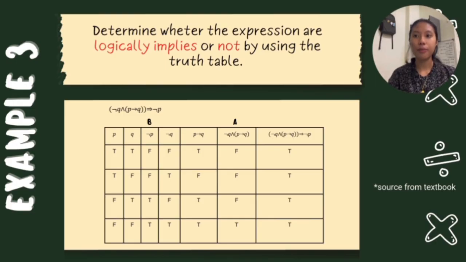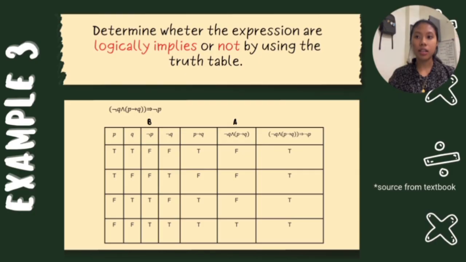Then we combine the not Q and P implies Q using the AND operator to form not Q and P implies Q. This compound statement is true only when both components are true at the same time. Otherwise, it is false. Finally, we evaluate the implication, not Q and P implies Q, logically implies not P.